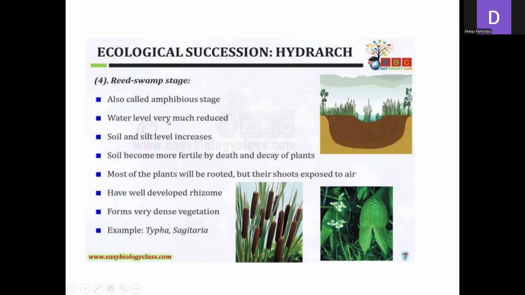So in this stage also, the previous stage is replaced by this reed swamp stage, and due to the death and decay of these organisms, again formation of soil will occur, and here the water level decreases.